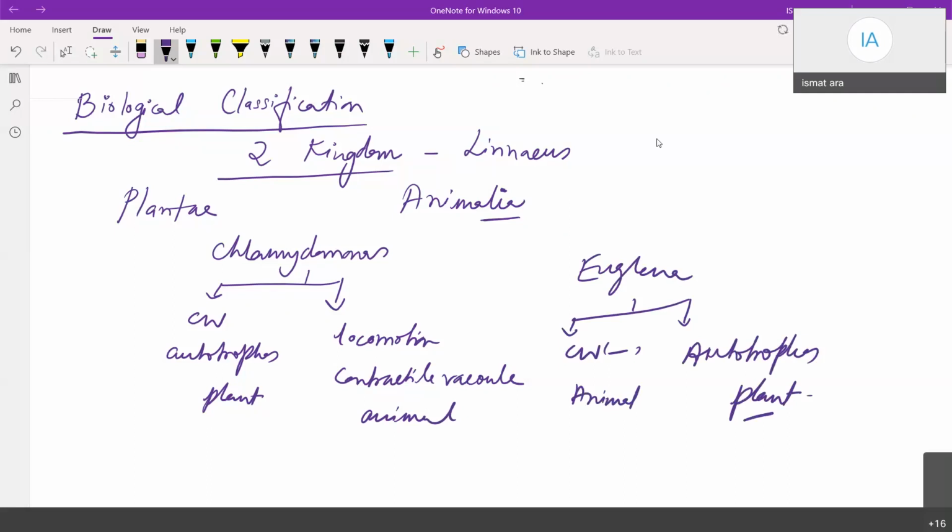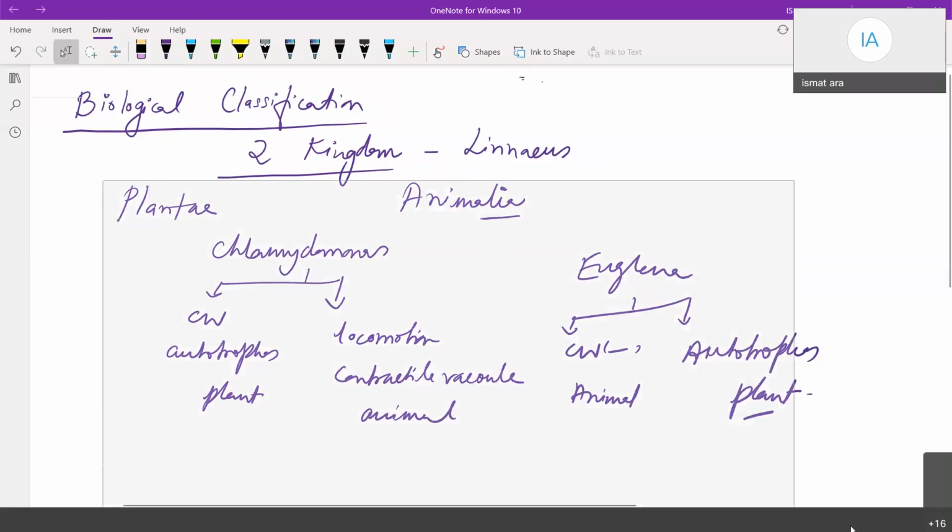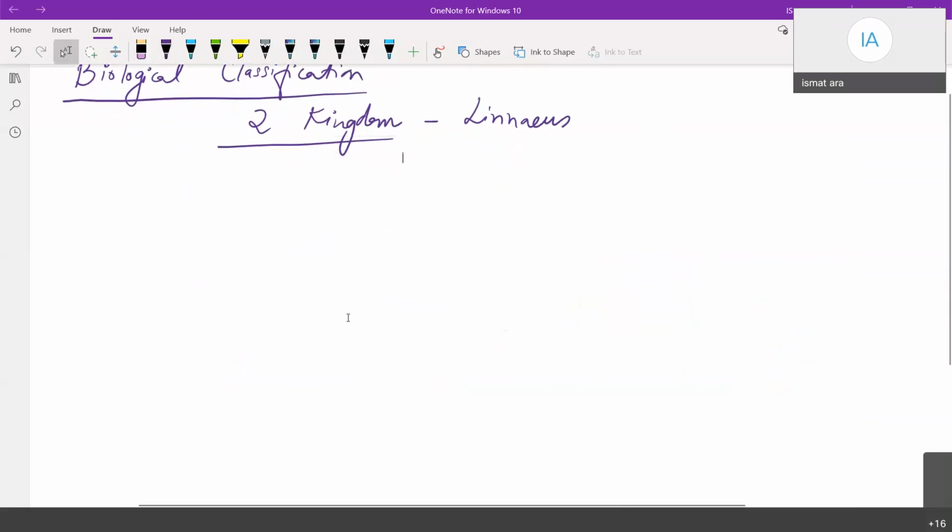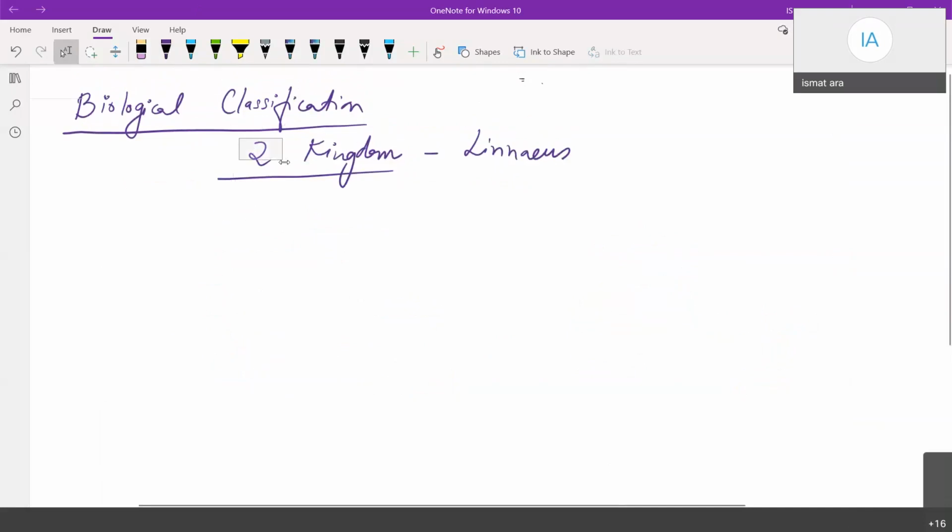That's why this drawback led to the evolution of three kingdom classification. So first, two kingdoms, plant and animal, were there. One additional kingdom was added. Three kingdom classification: this term was given by Haeckel. Now, which is the third kingdom? The third kingdom is Protista.